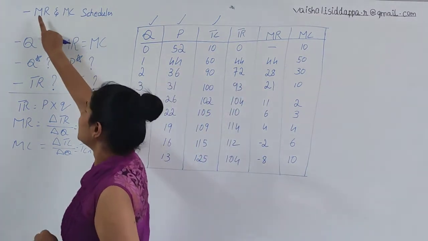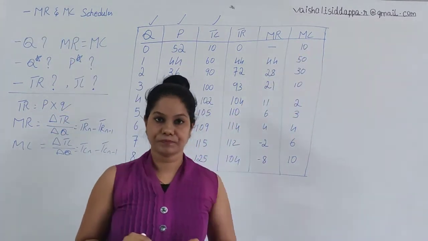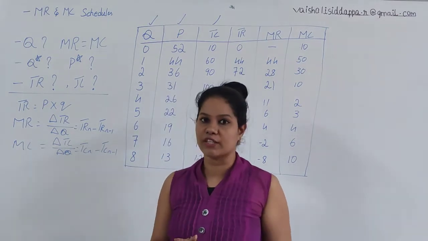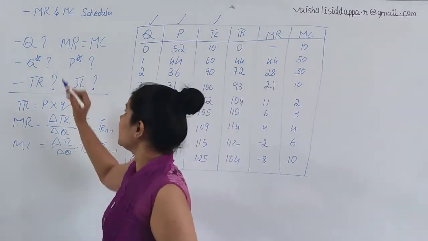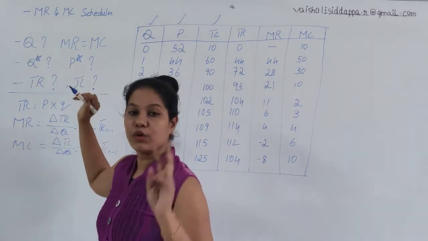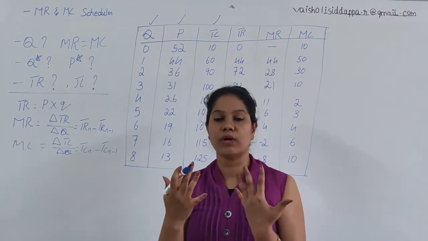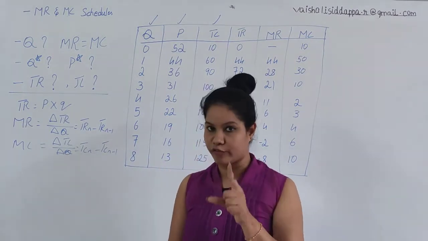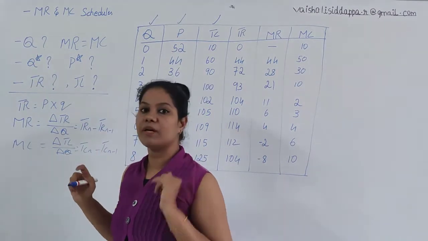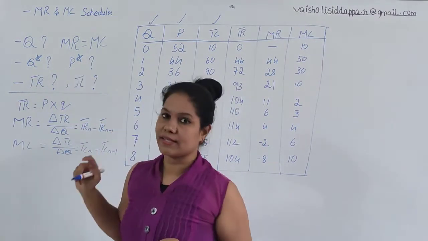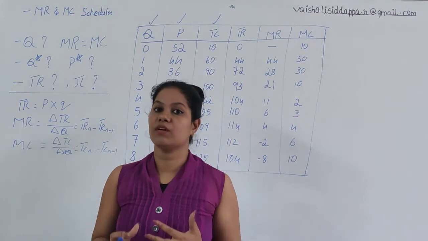The first one says you have to construct MR and MC schedule. I've already done it, because I don't want you to waste your time calculating. So you have to construct MR and MC schedules. The second one, you have to find out the quantity where MR is equal to MC. In which quantity they both are equal, you have to find out that. And you have to find out Q star, that means equilibrium quantity and equilibrium price, where they both are equal, and which price we are ready to sell and which quantity we are offering.